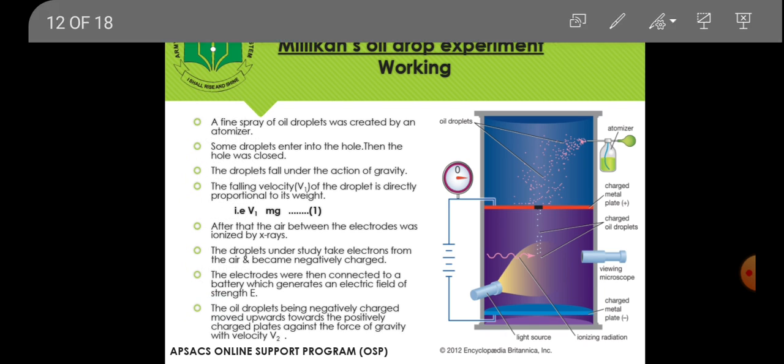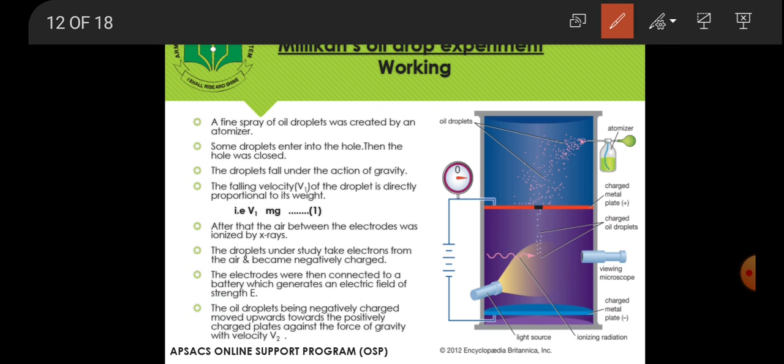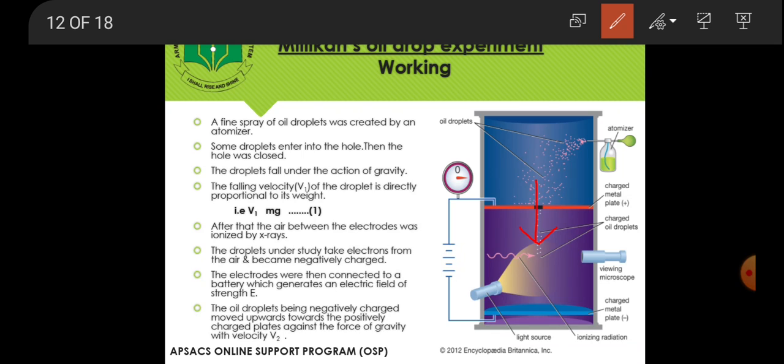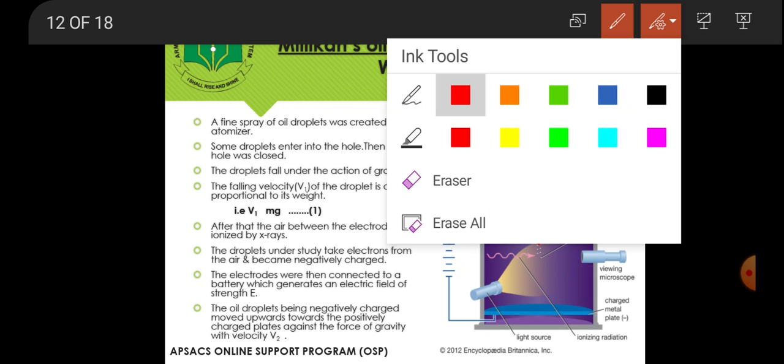Students, let's study the working. This is an atomizer. The atomizer is filled with oil. When you press the atomizer, it creates a fine spray of oil droplets. Some of these droplets enter into the hole which is present in the first electrode. After some time, the hole is closed.